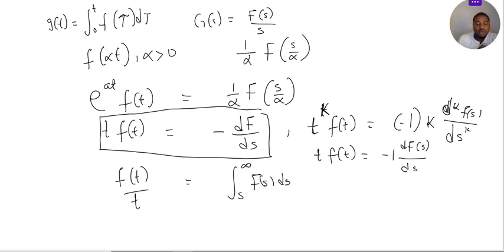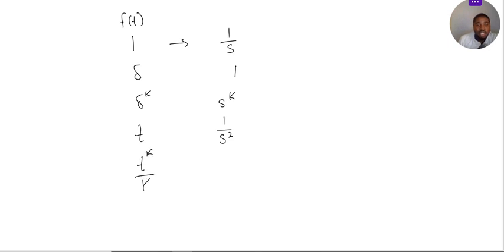So this is straightforward. Now we have some specific ones we're going to be talking about. We have solved some, but let me give you some specific ones. If the function is 1, the transform is going to be 1 over s. We have done this in the previous video. If it is this, you're going to get 1. If it is this, generally you're going to get s raised to power k. Now if you're transforming the function t, you're going to get 1 over s squared. Generally, if you're giving t raised to power k upon k factorial, k greater than or equal to 0.